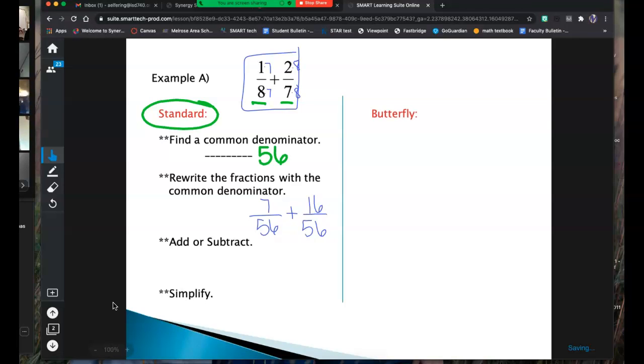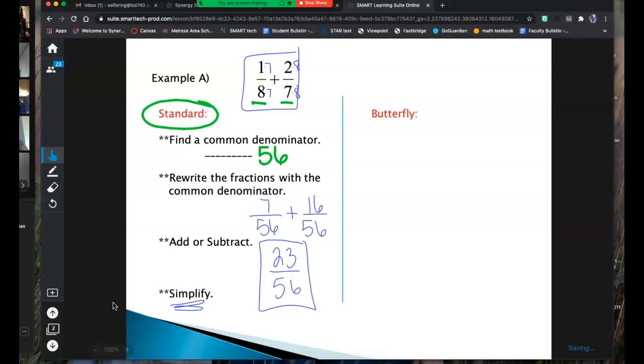Okay, at that point, when we add fractions, we keep the bottom number the same, and we add or subtract the top numbers. So 7 plus 16 is 23. And then we look if we can simplify. Can I simplify 23 over 56? Nope, so I'm done. Okay, that method wasn't so bad.